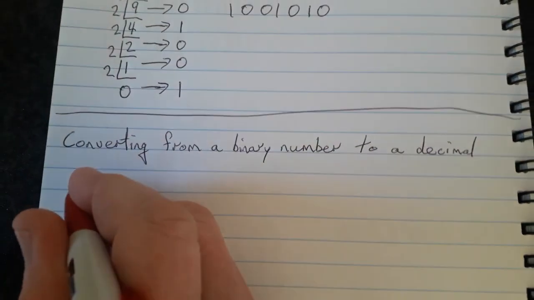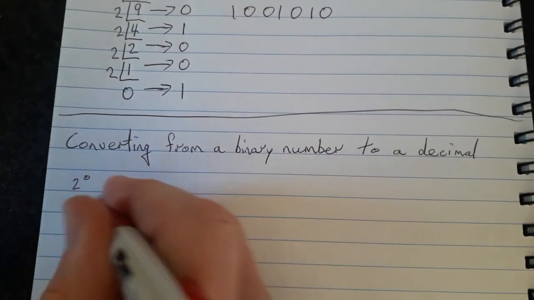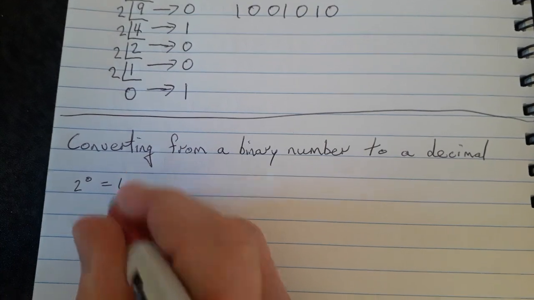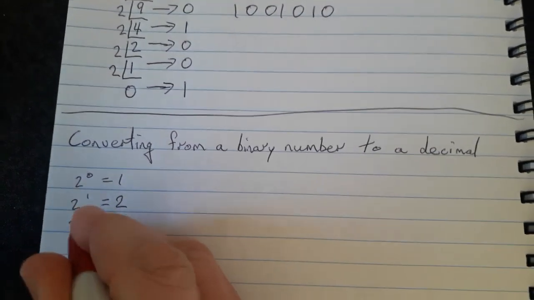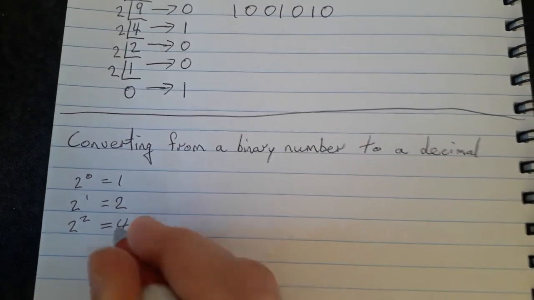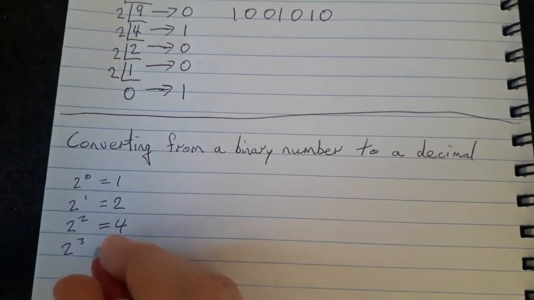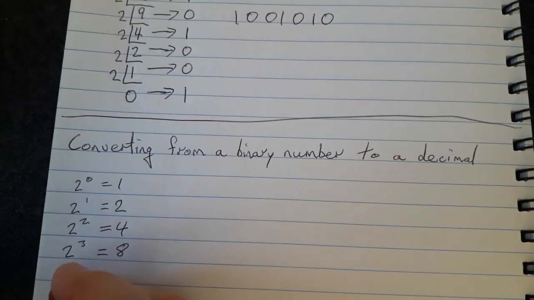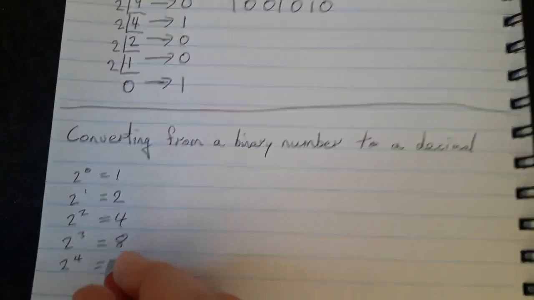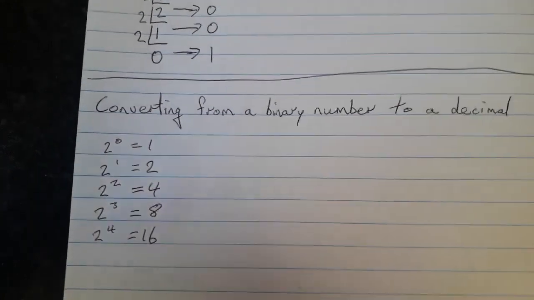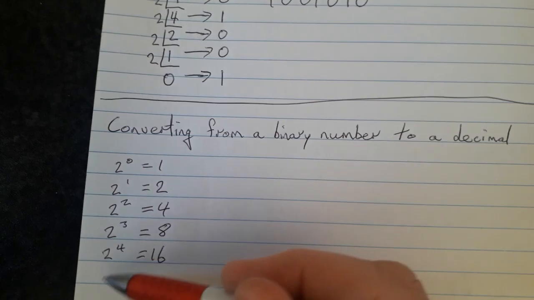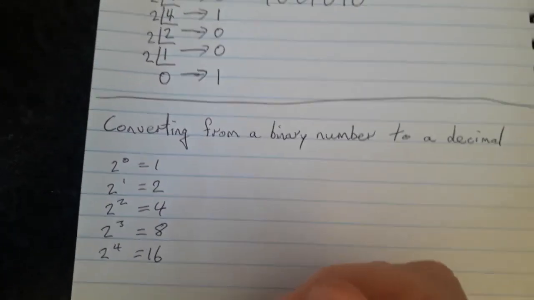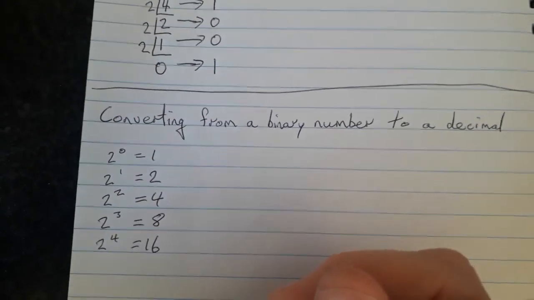So for instance, you need to know that 2 to the power of 0 is equal to 1, 2 to the power of 1 is equal to 2, 2 to the power of 2 is equal to 4, etc. And just do a few more: 2 to the power of 3 is 8, 2 to the power of 4 is 16. Now, you don't need to be able to convert all of these powers. You just need to be able to use a calculator to calculate what 2 to the power of 5 or 2 to the power of 6 is, depending on the length of your binary number that you're converting.